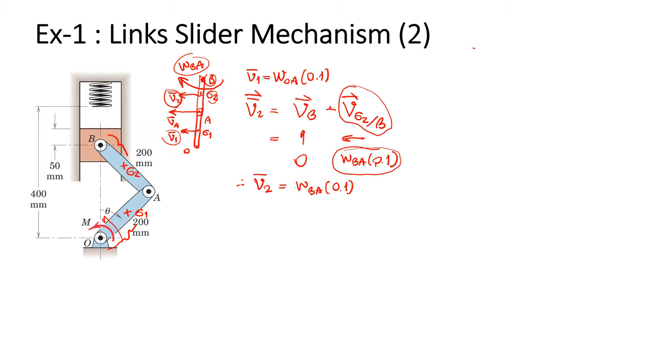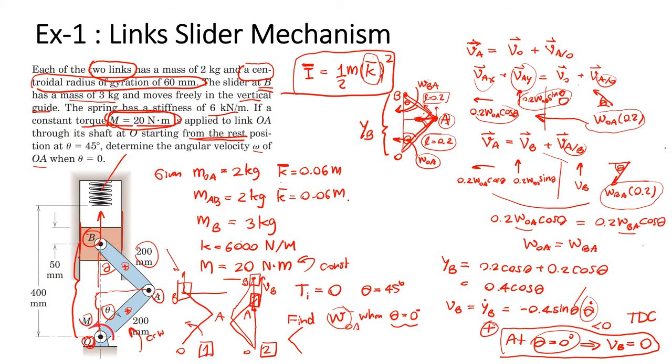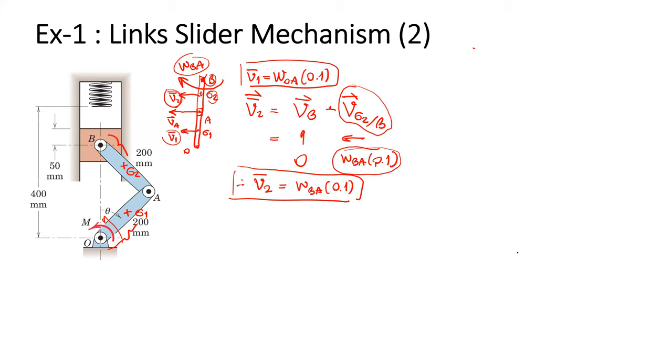So V1 bar and V2 bar seem to have the same magnitude, because from the previous analysis, we know that omega should be equal on the two links with the same length. For the energy consideration, let's check the work done by non-conservative forces and moments, force and torque.